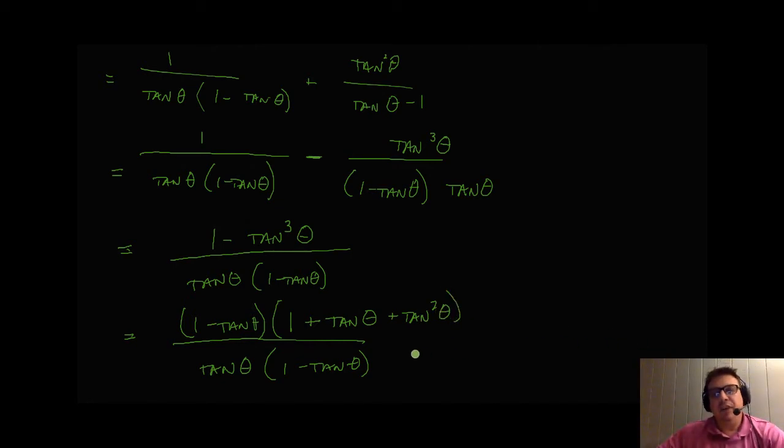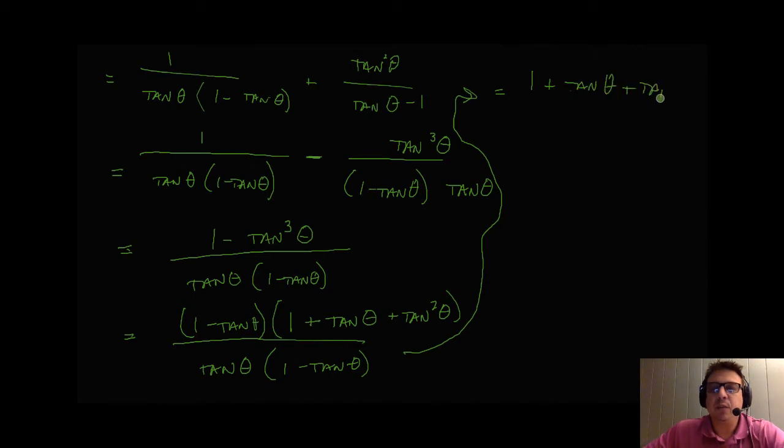All right, and again, I'm running out of room. I'm not creating a new space for it, I'm just going to move it up here. And the 1 minus tangent theta will go away, so that makes life nice. But what I need to do now is I have 1 plus tangent theta plus tangent squared theta, all of which is divided by tangent theta.